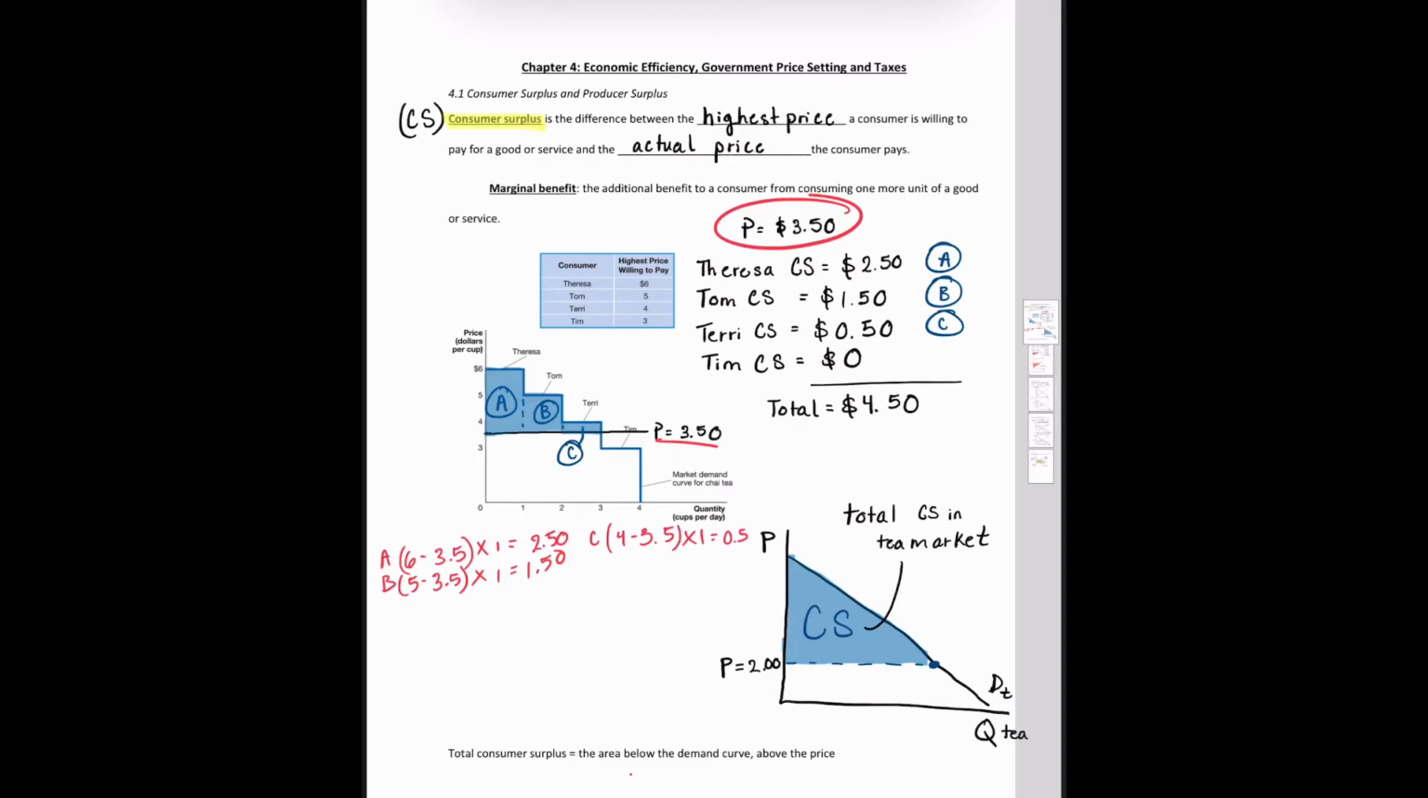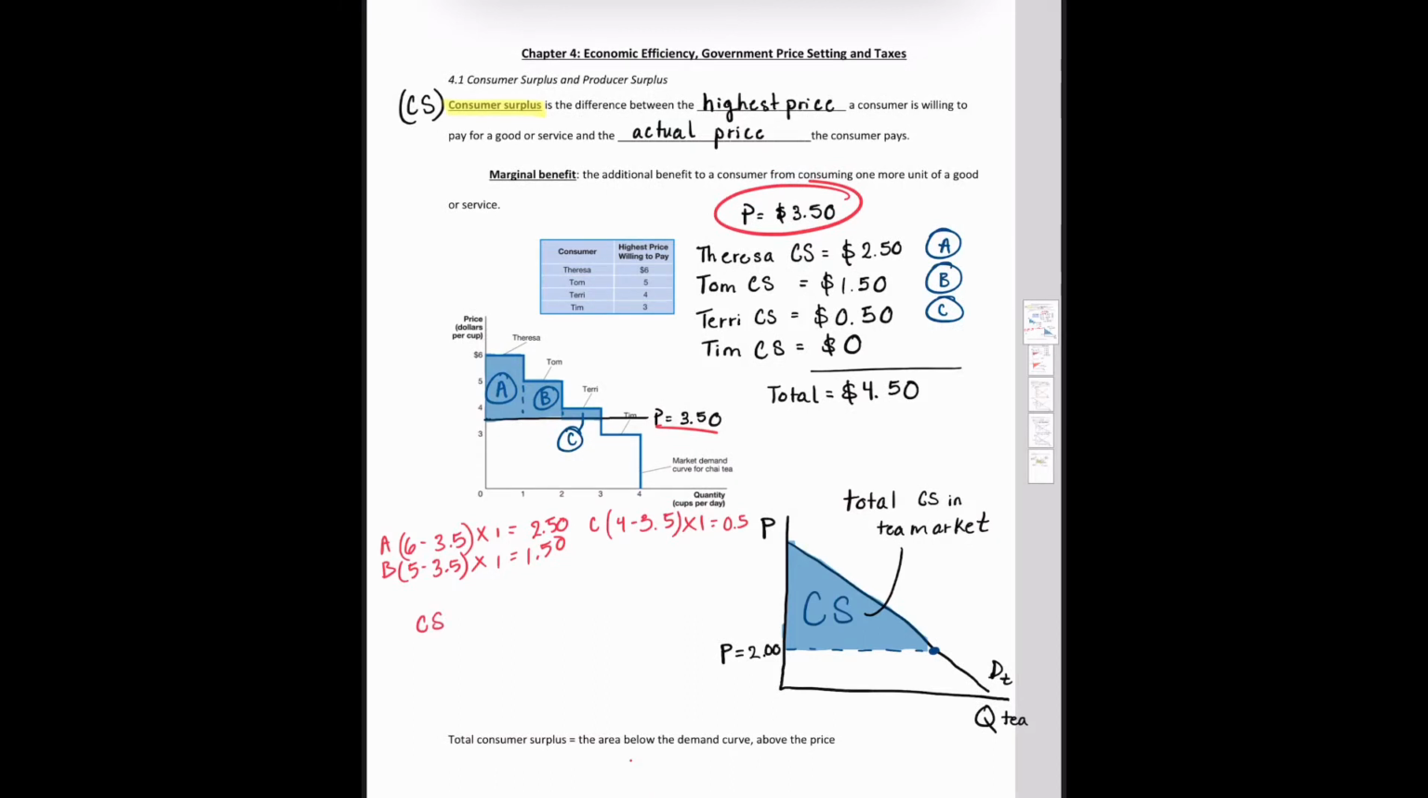So consumer surplus is going to be equal to the total amount of areas A, B, and C added up. You can see that Tim would receive 0 consumer surplus because he is not willing to pay for a cup of chai tea at the given price.